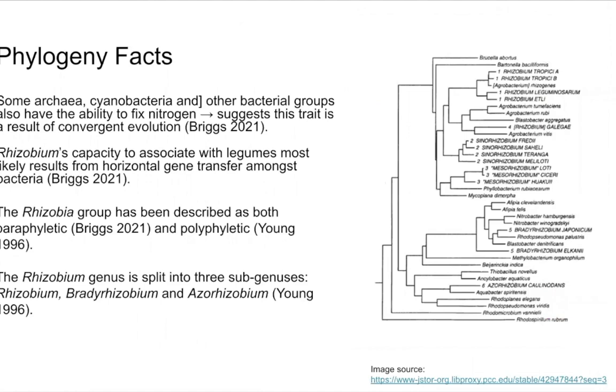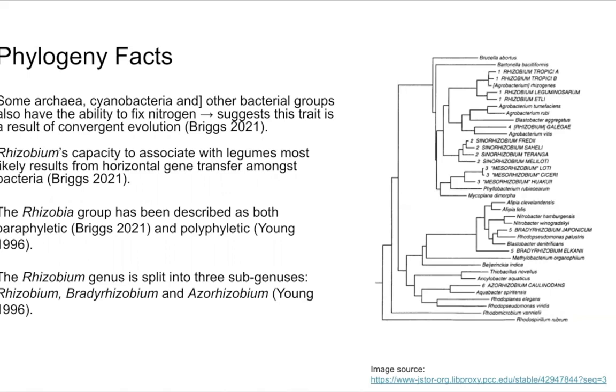Rhizobium's traits of nitrogen fixing and legume association are not phylogenetically significant. Some Archaea, cyanobacteria, and several other bacterial groups who are not phylogenetically related to Rhizobium also have the ability to fix nitrogen, which suggests that this trait is a result of convergent evolution. Rhizobium's capacity to associate with legumes is most likely the result of horizontal gene transfer amongst bacteria, as opposed to vertical gene transfer, which is much more phylogenetically significant.